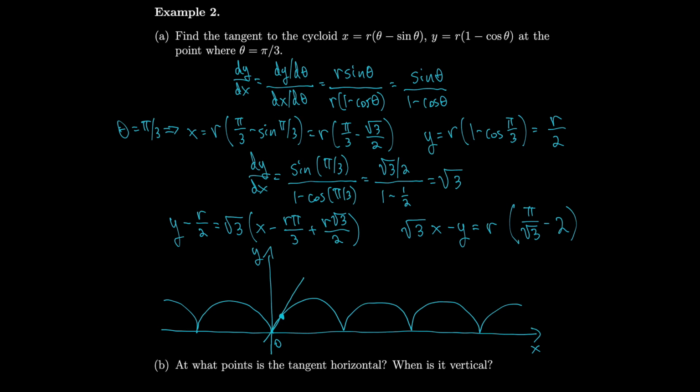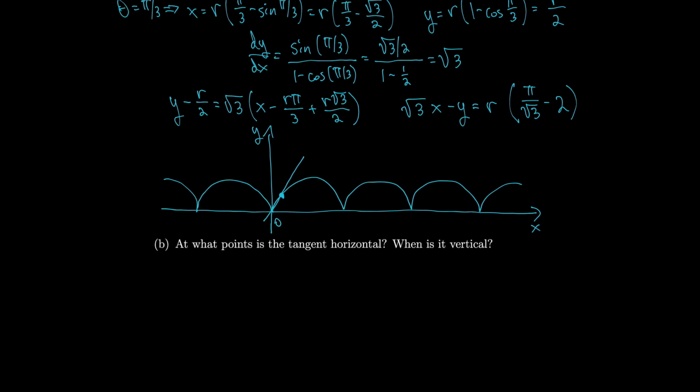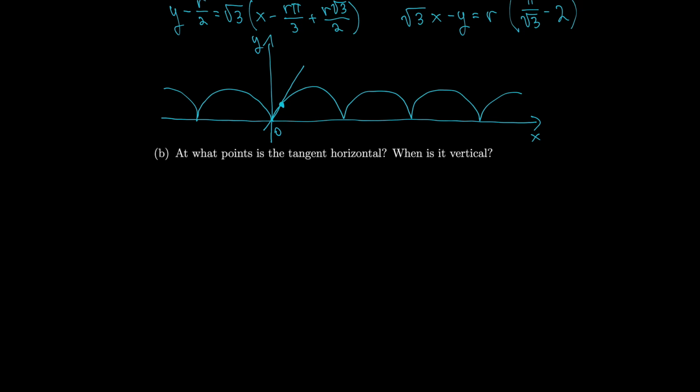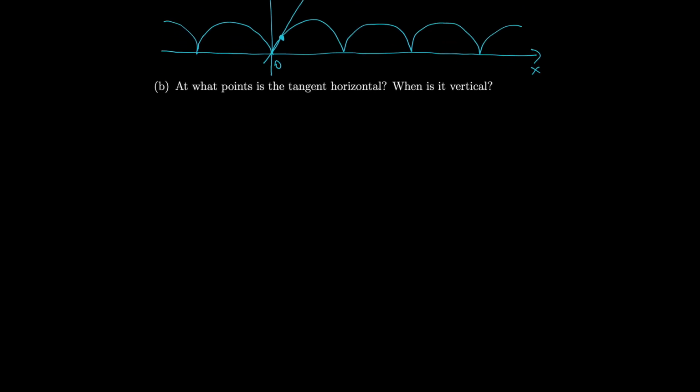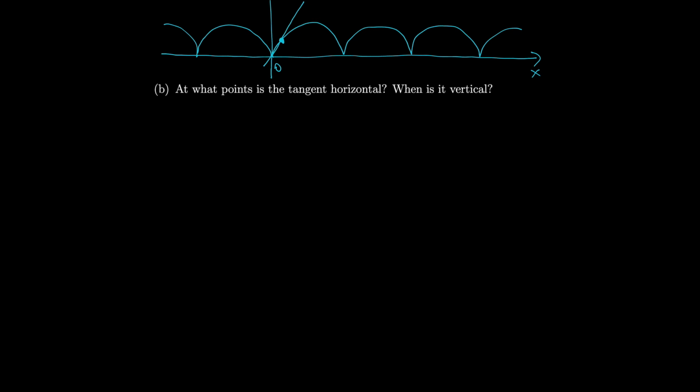So at what points is the tangent line horizontal? When is it vertical? Well, we have to figure out when dy dx will be 0 and where dy dx will be undefined. So let's look for dy dx equaling 0 first. Well, dy dx is sine theta over 1 minus cosine theta. So that's 0 when sine of theta is equal to 0 and 1 minus cosine theta is not 0.